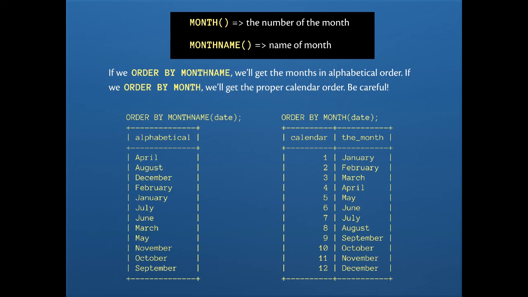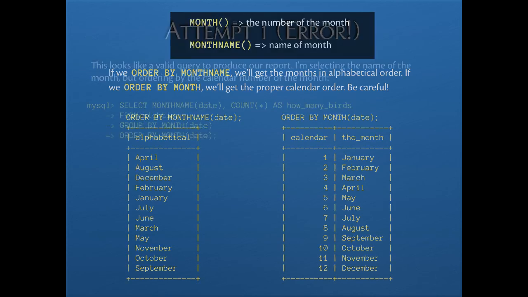So I want it to be in January, February, March, April, right? I want it to be in that order. So my order by clause needs to use the one on the right rather than the one on the left. So I'm going to order by the month of that particular date, and then I'm going to get proper calendar order, right? Cool. So far, so good.